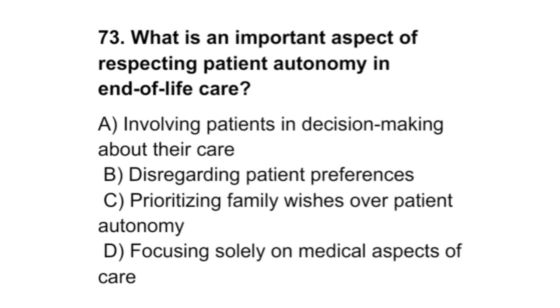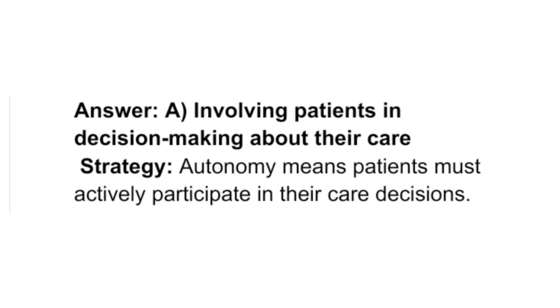73. What is an important aspect of respecting patient autonomy in end-of-life care? A. Involving patients in decision-making about their care. B. Disregarding patient preferences. C. Prioritizing family wishes over patient autonomy. D. Focusing solely on medical aspects of care. Answer: A. Involving patients in decision-making about their care. Strategy: autonomy means patients must actively participate in their care decisions.